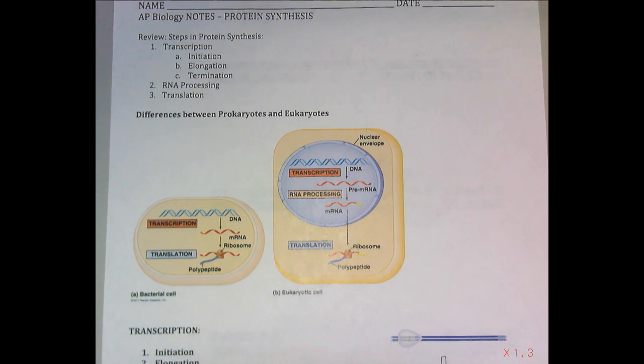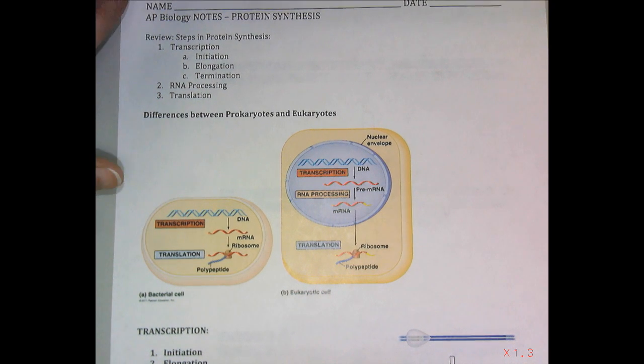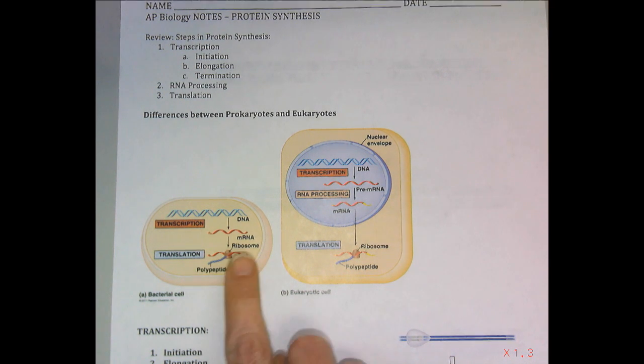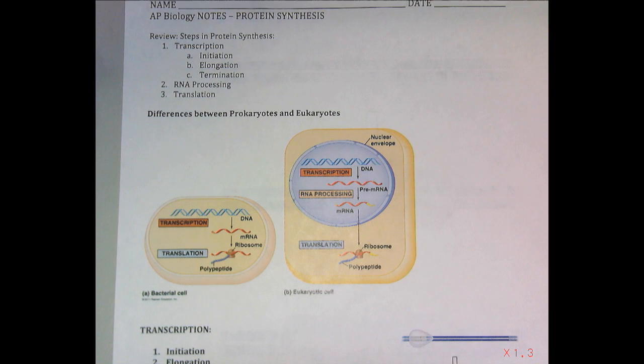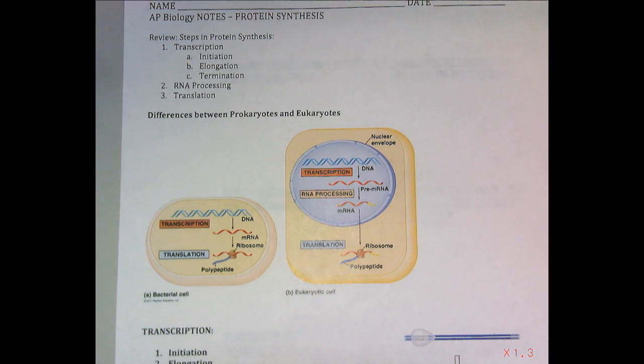So we're going to start off by talking about the differences between transcription and translation in prokaryotes versus eukaryotes. You'll notice by looking at the picture here that in prokaryotes we just do transcription where we produce RNA, and in this case we can show the mRNA, and then we'll do translation, which is where the RNA is read by the ribosome and produces a polypeptide, and that polypeptide will then be folded and become a mature protein.